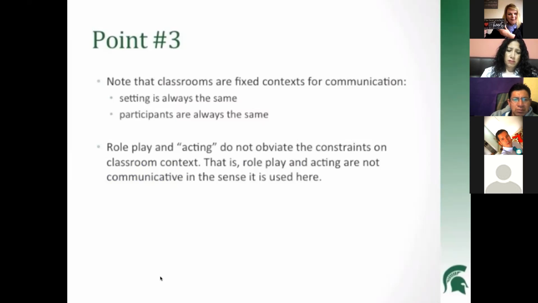And more importantly, or just as important, I should say, is that the participants are always the same. It's always the students and a teacher. In other words, the classroom is not a bank, and the participants are not a bank teller and somebody who wants a transaction. The setting is not a doctor's office in which the participants are a doctor, a patient, and a nurse. Classrooms are classrooms with fixed setting and fixed participants.